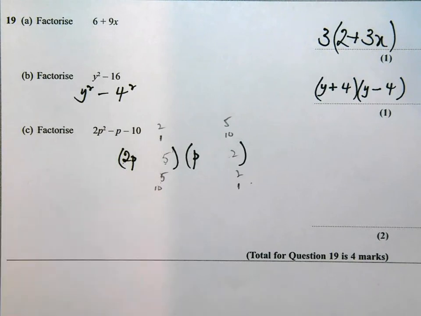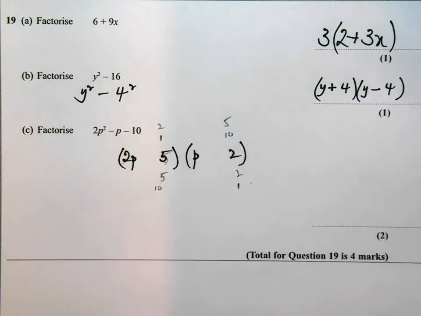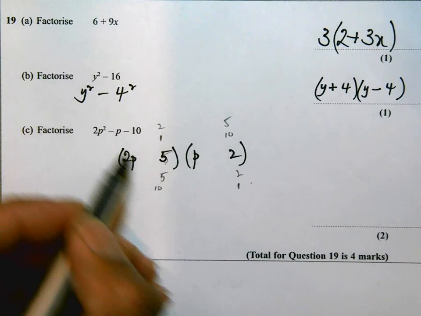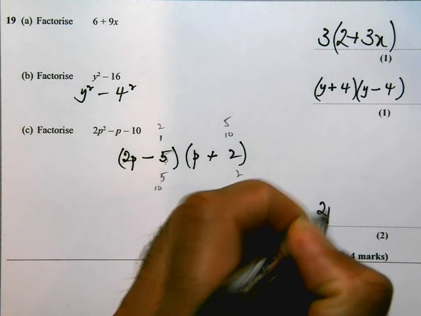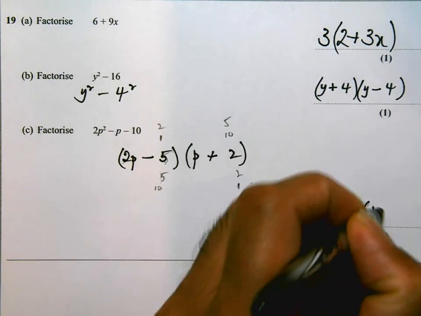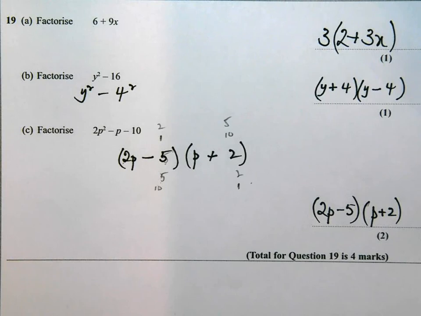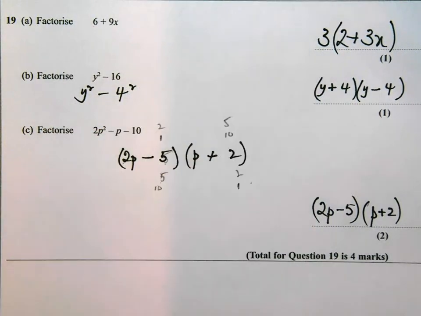So I'm going to actually start writing these in. 5 and 2. If I want to get minus p in the middle, then this needs to be negative, and this will be positive, and this will work. So that's 2p minus 5 and p plus 2. Okay, that last one was the trickiest. However, you should be familiar with it. You should be able to definitely get these 2 marks for part A and part B. And part C, you may well need to do a bit of work on that to make sure you are up to speed with factorizing that type of expression.